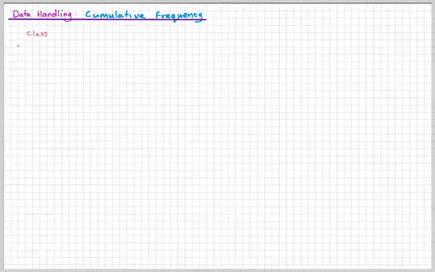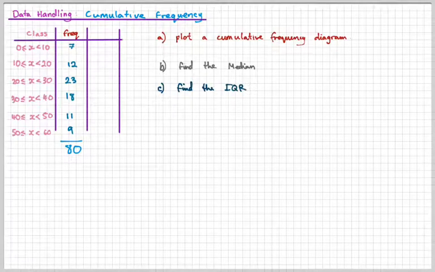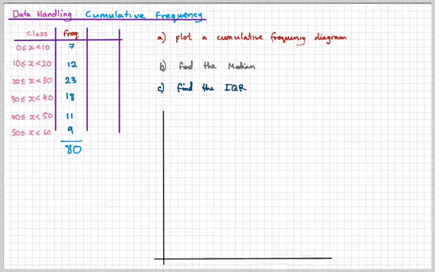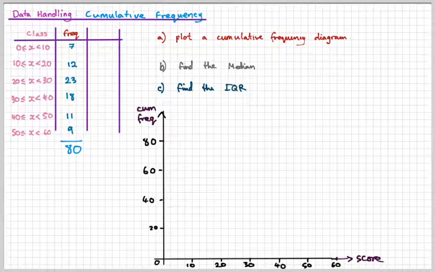Okay, so cumulative frequency. Cumulative means to accumulate, to add on, so that's what we're going to be looking at. If I pause the video and draw all the questions so it looks like your sheet. Okay, so this is the cumulative frequency table we were given. Question A, plot a cumulative frequency diagram. B, find the median. C, find the interquartile range. Okay, so here's the graph that we're going to plot the cumulative frequency diagram on.